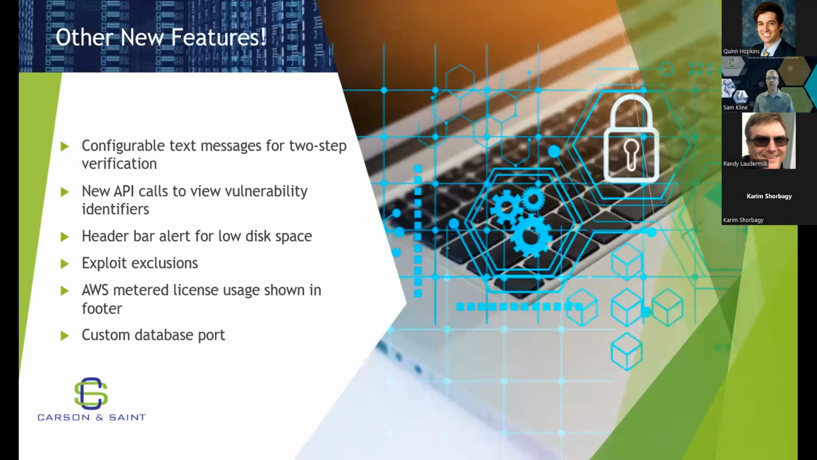A few other new features which are worthy of mention. You can now configure the text messages for two-step verification. Previously, if you were using 2FA for logging into Saint, you would just get a text message which was nothing but a 6-digit code. Now you can configure the text message to be a little more user-friendly, so users know what that code is when it comes in. We also have a new API call to view vulnerability identifiers.